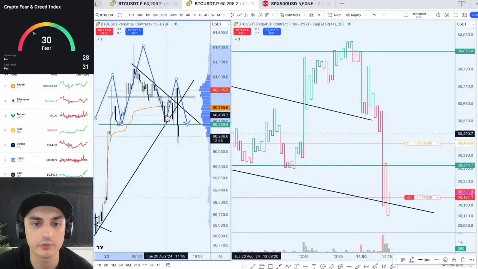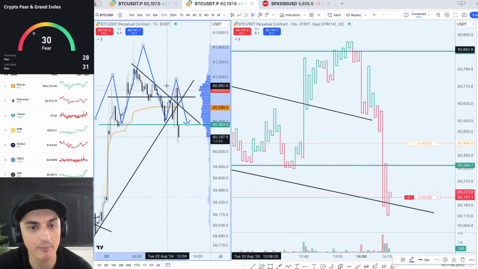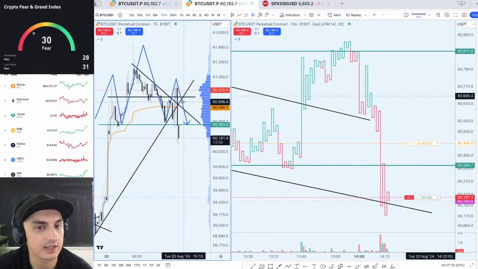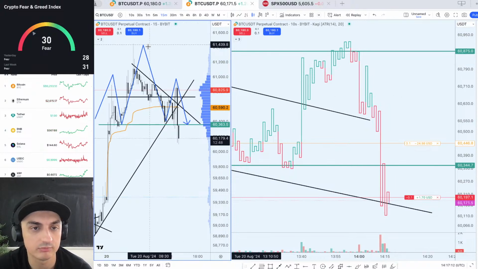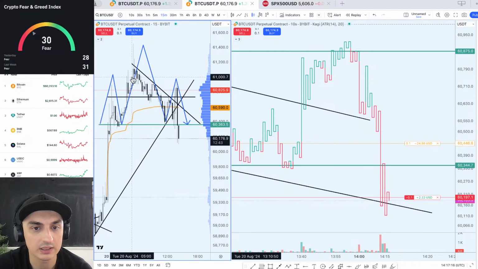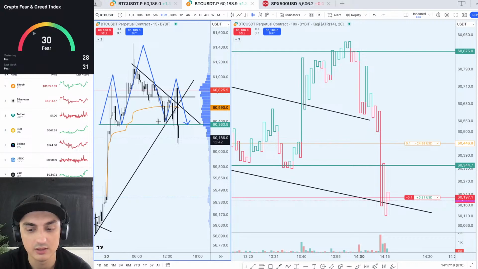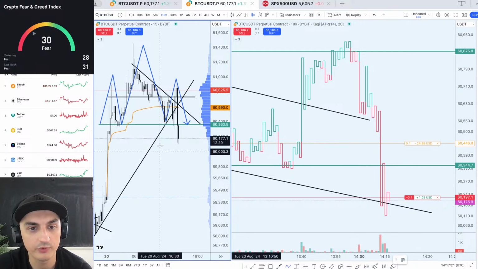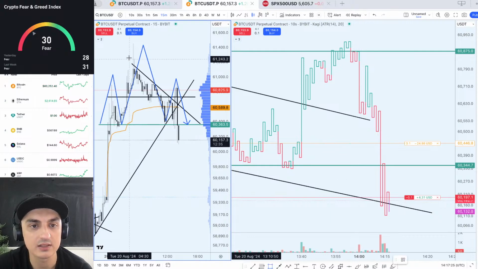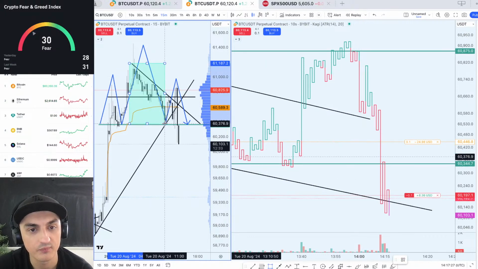I took one shot over here and got stopped out by this movement to the upside. Didn't expect that one. But once again, this is Bitcoin, and a lot of times it's making sudden moves that are not anticipated by classic technical analysis.